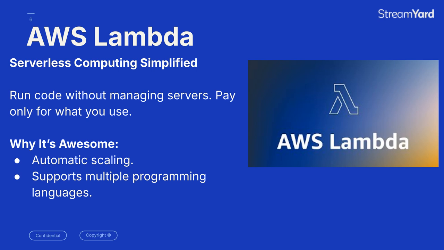Lambda is particularly effective for event-driven processing, responding to S3 uploads, DynamoDB changes, real-time file processing or data transformations, backend APIs when paired with API Gateway, and scheduled tasks without dedicated servers. The pay-per-execution model means that you are only charged for the compute time you consume, down to the millisecond, with no charges when your code isn't running.